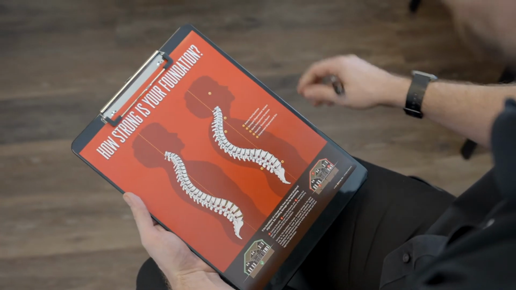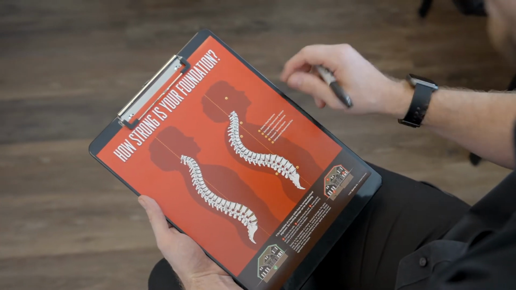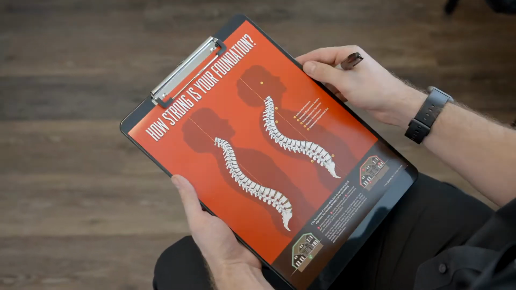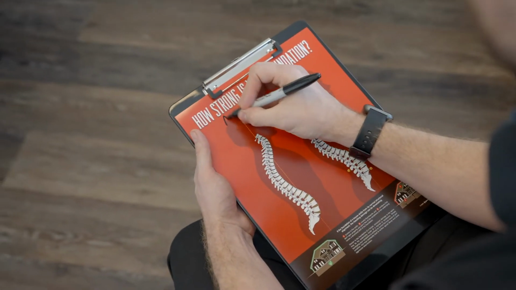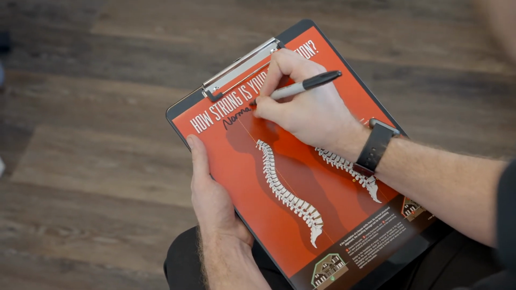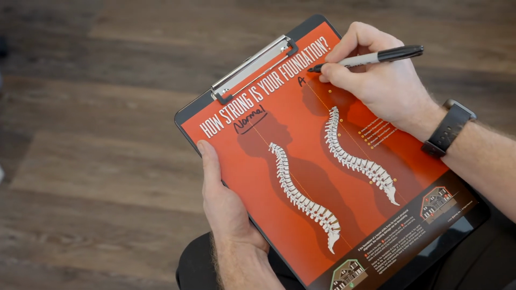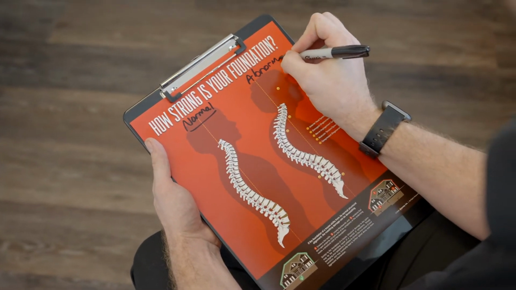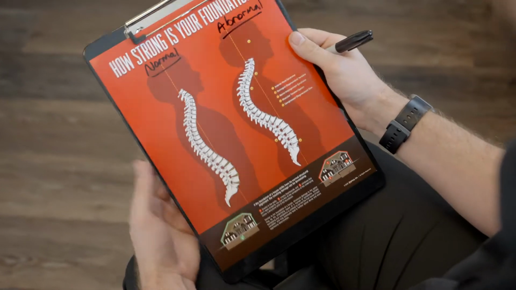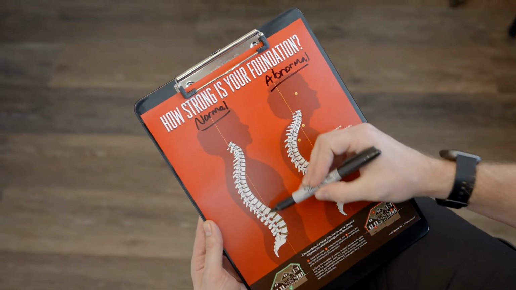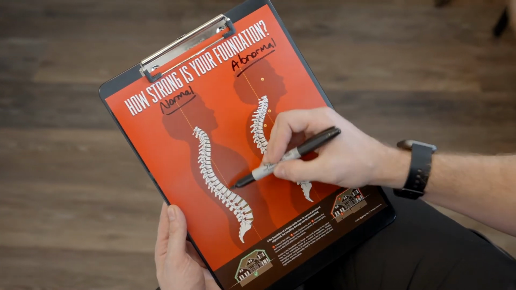Okay, so let's go over what a normal spine is and an abnormal spine. How strong is your foundation? On the left side, I'm going to write normal. On the right side is going to be abnormal. This is the spine on the side. Again, we want to make sure we have these nice, healthy curves. The ear over the shoulder, hip, knee, and ankle.